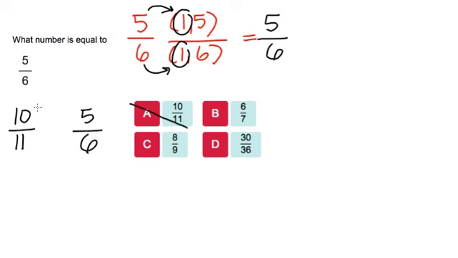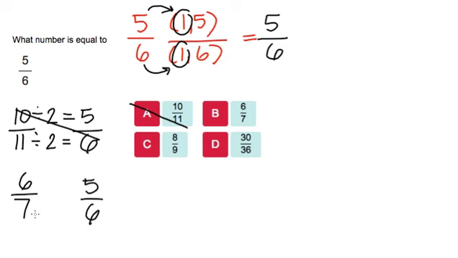The other way that we can compare is we can divide 10 by 2 to equal 5, but we cannot divide 11 by 2 to equal 6. So these are not equivalent. So let's move on to 6 over 7 and compare that with 5 over 6. 6 over 7 is already in its simplest form and therefore is not equal to 5 over 6. There is also nothing that we can divide by 6 to equal 5. So B is not correct.